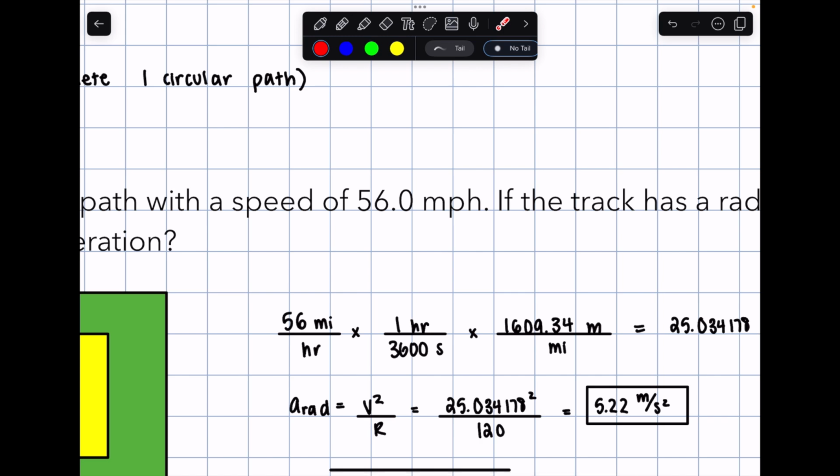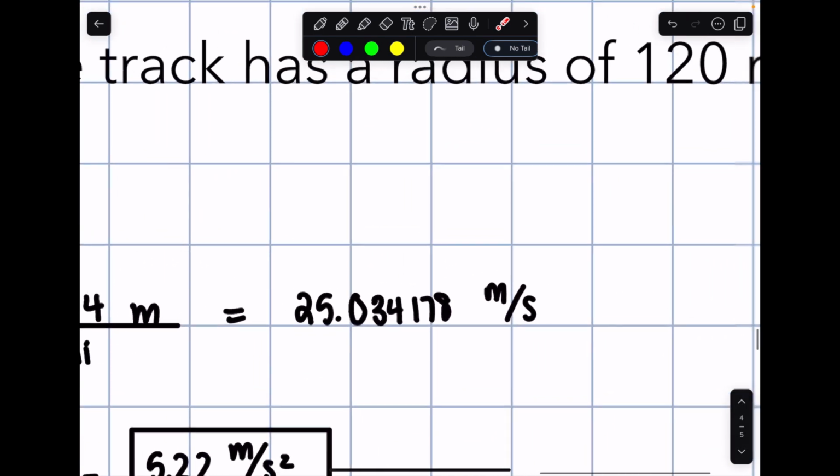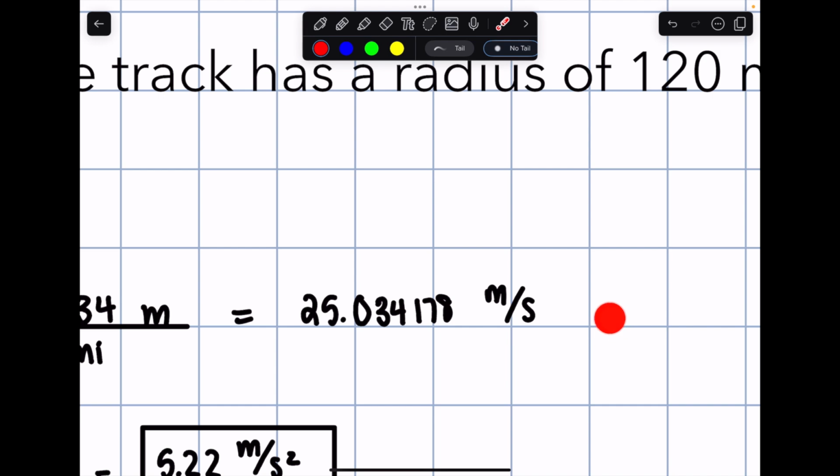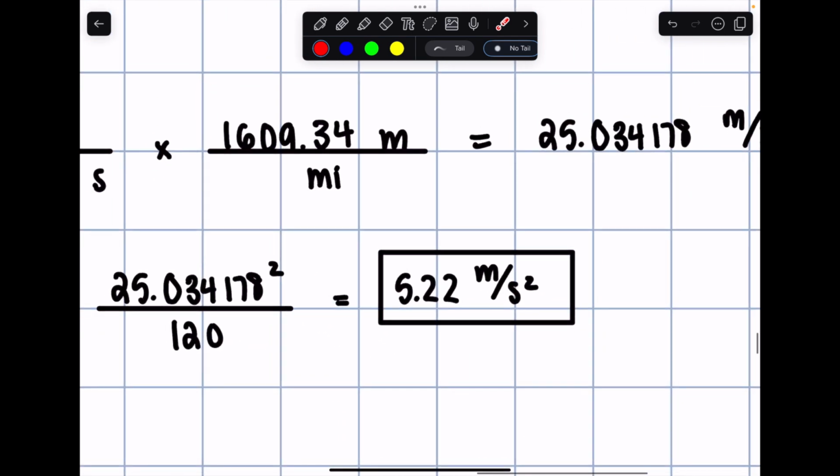We have 56 miles per hour, we multiply that by 1 hour per 3,600 seconds, and then by 1,609.34 meters per mile. When we do all of these calculations, we get that it has a speed of approximately 25 meters per second. When we plug that into our equation for a_rad, or radial acceleration, we get 25-ish squared over 120, which gives us approximately a radial acceleration of 5.22 meters per second squared. Radial acceleration has the same units as acceleration, which is just meters per second squared.